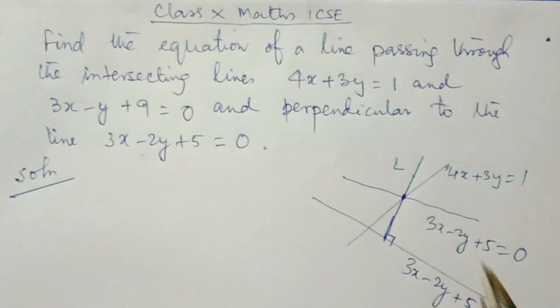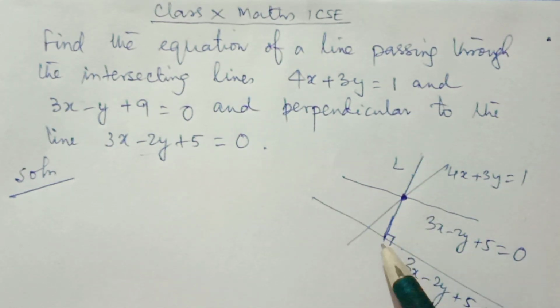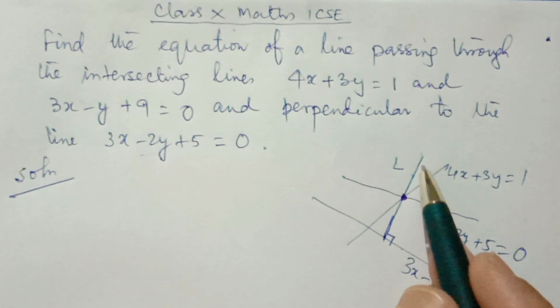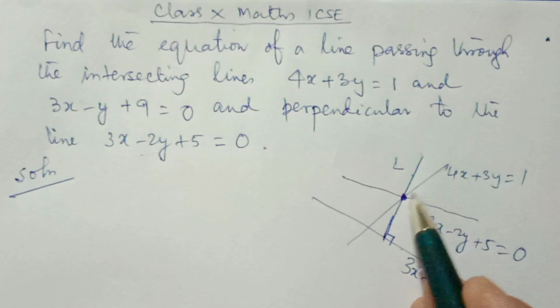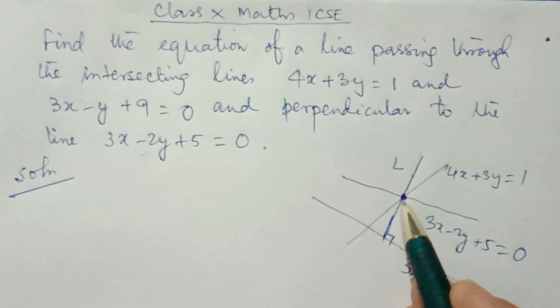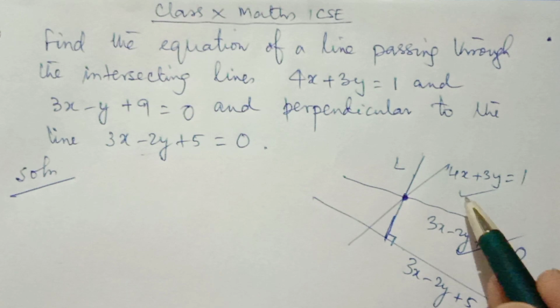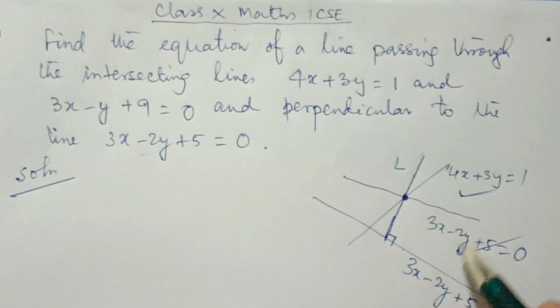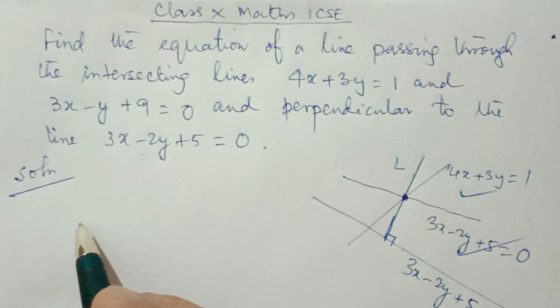Now these two lines are intersecting, so we can find the point through which this required line is passing. That is what you have to do first. What is the intersecting point? The point of intersection we will find by solving these two simultaneous linear equations. This is the trick.